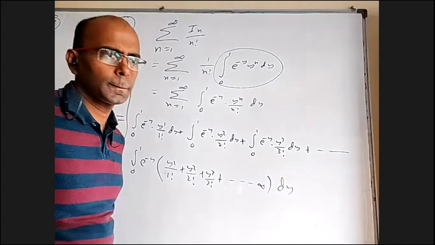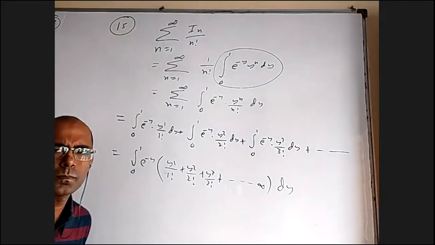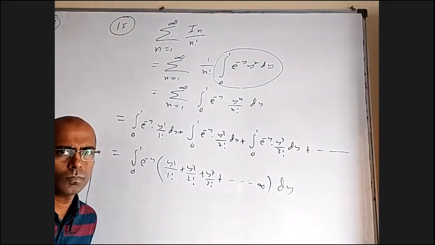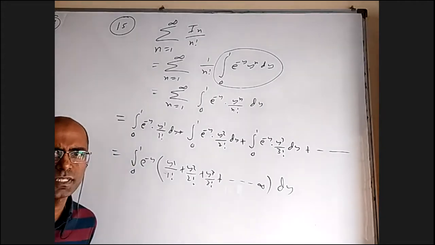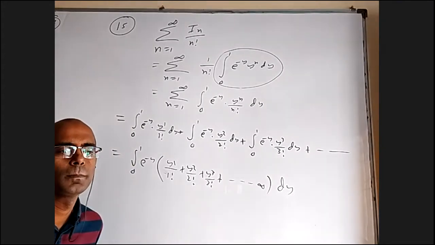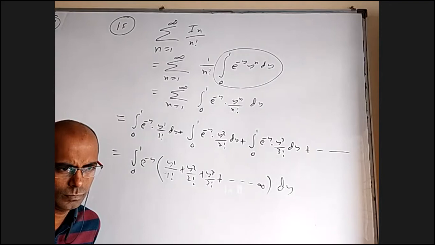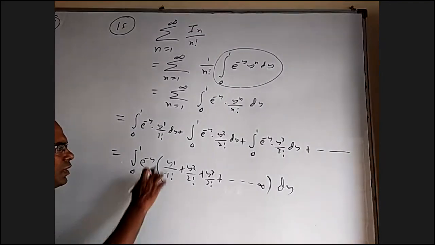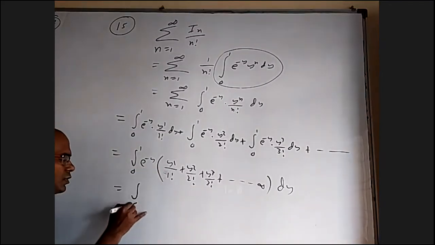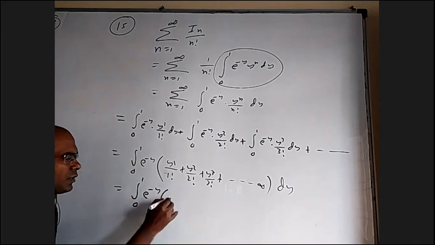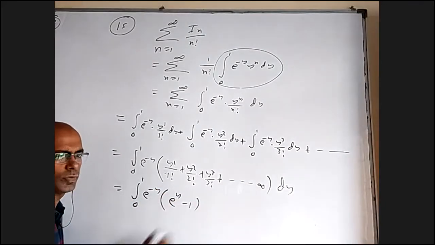Anybody? Expansion of e power y. In that, is anything missing or is everything there? We should add, yes, only one is missing. So integral 0 to 1 e power minus y into, it is e power y minus 1.